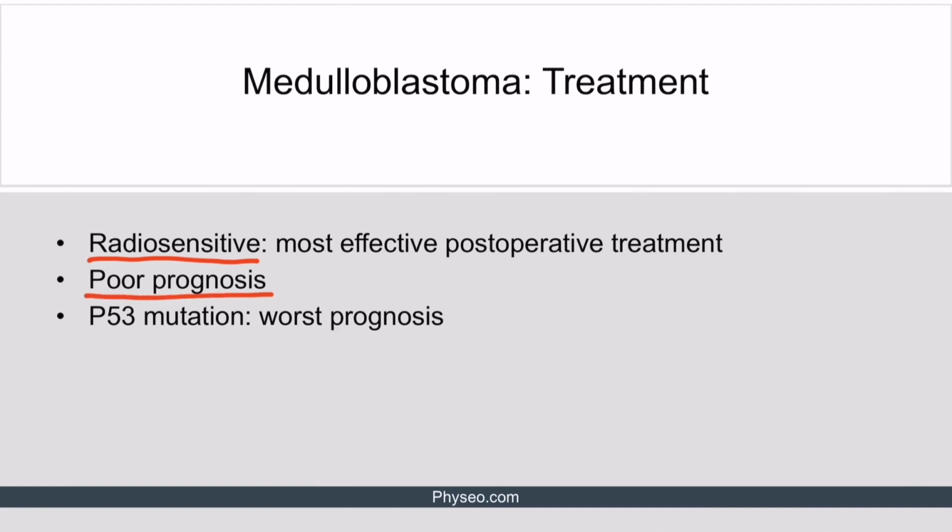For pediatric patients, localized radiotherapy can result in a good prognosis. Some patients have a p53 mutation seen in Li-Fraumeni syndrome, and these have the worst prognosis.